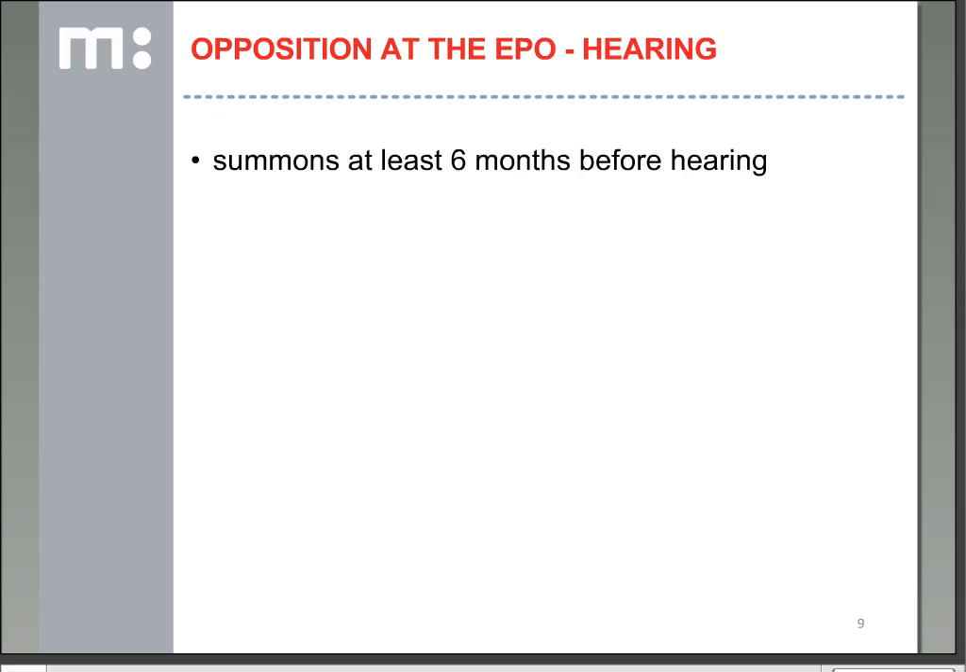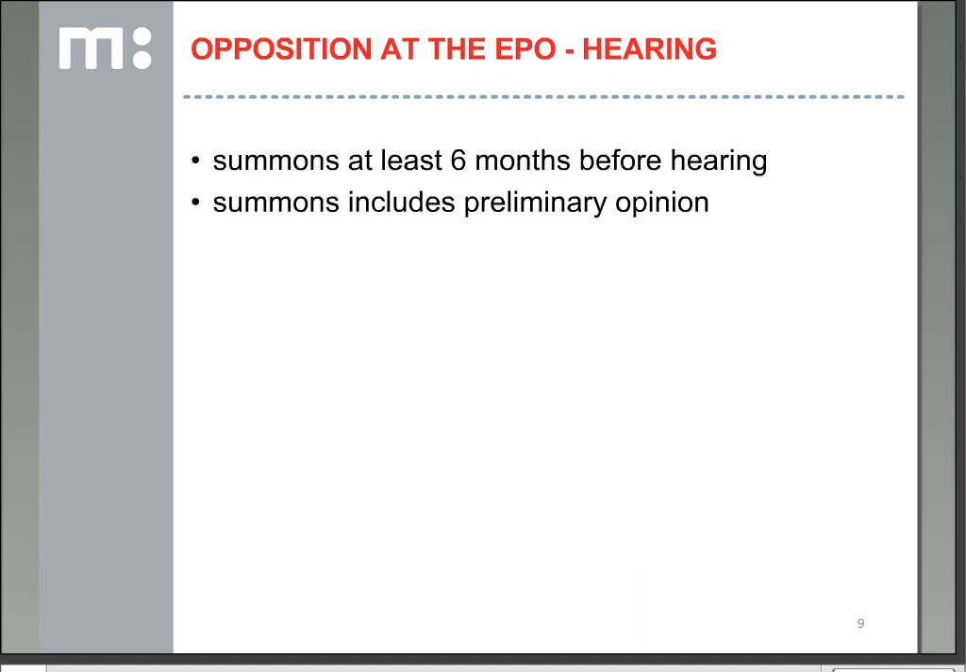It's usually the summons for the oral proceedings you receive at least 6 months before the hearing takes place. A hearing will take place if either of the party requested it or if the opposition division deems it helpful for the proceedings as such. And with the summons, you receive usually a preliminary opinion, and in that preliminary opinion, there will be the main issues which will have to be discussed at the oral hearing.